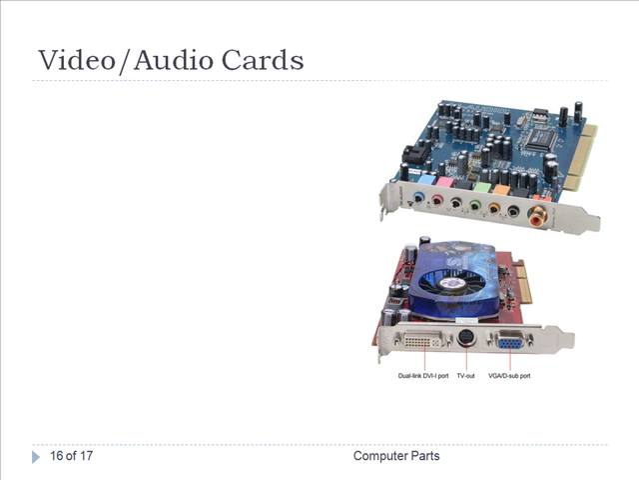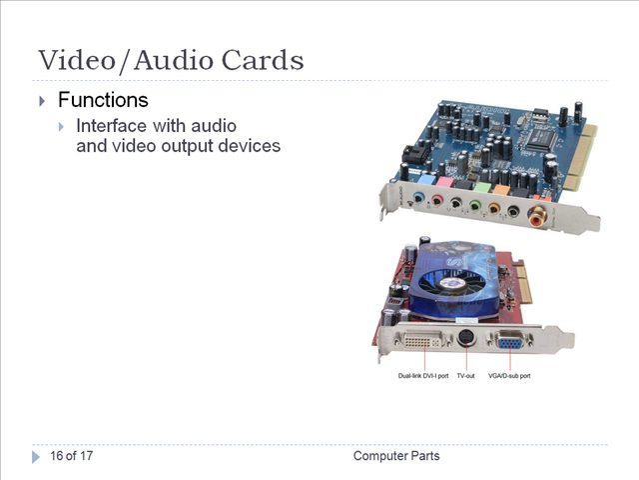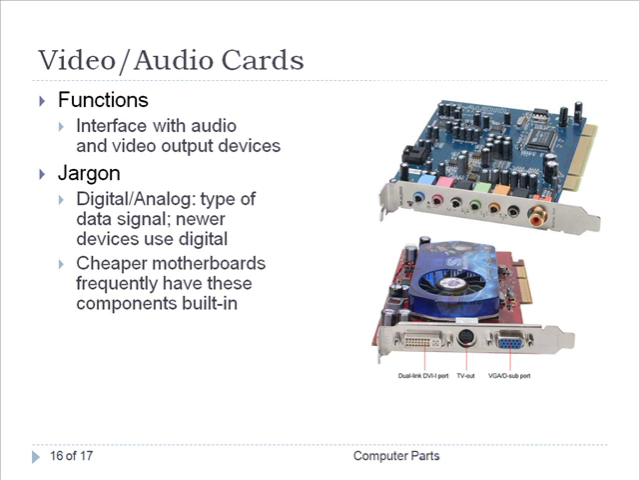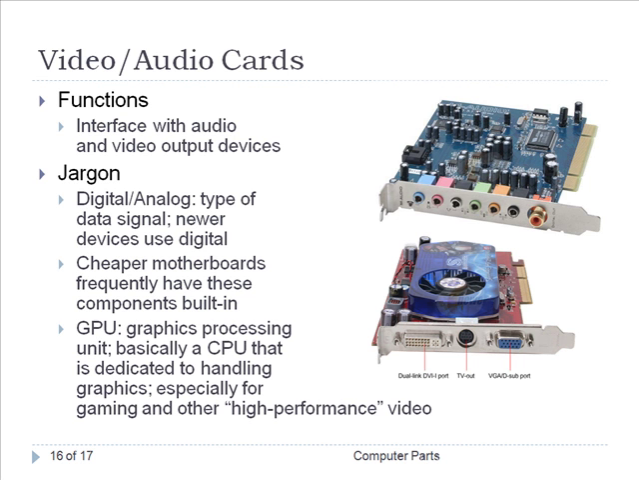Finally, we have video and audio cards. These provide interfaces with video and audio input and output devices, microphones, speakers, monitors, TVs, things like that. Video equipment. Main differences between them these days is whether or not they're digital or analog. Newer ones are digital that provide higher quality, cleaner video and audio. Cheaper motherboards frequently have these components already built in, and higher-end graphics cards have what's known as a GPU, a graphics processing unit, which is basically a processor that's built right into the video card. And if you're a gamer, you would definitely want to have this so that you could have the best experience with your games.